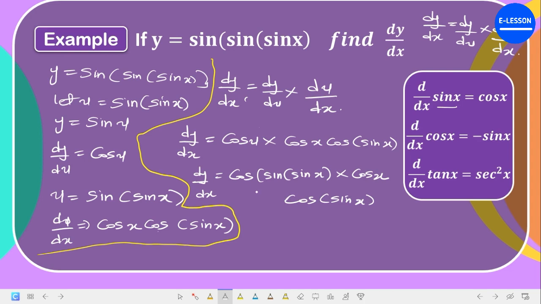Now what do we do at this point? Do you think we can do anything tangible here? So I believe this should be the final answer to this question. dy over dx is equal to cos bracket sine x times cos x times cos bracket sine x. And that is the final answer to this particular question. That's the answer.